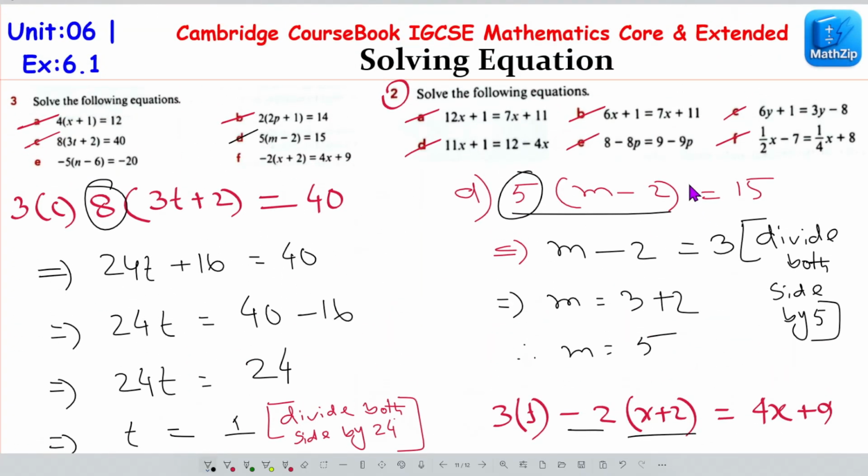So no more today. We are trying lots of math in this video based on equations. We are following the Cambridge course book IGCSE Mathematics Core and Extended, and we are in Unit 6 exercise 6.1. Last video we were solving question 1, and in this video we are trying to solve 2 and 3. Next video we will start from question 4.